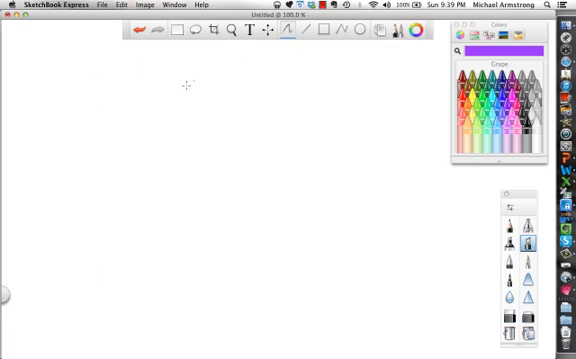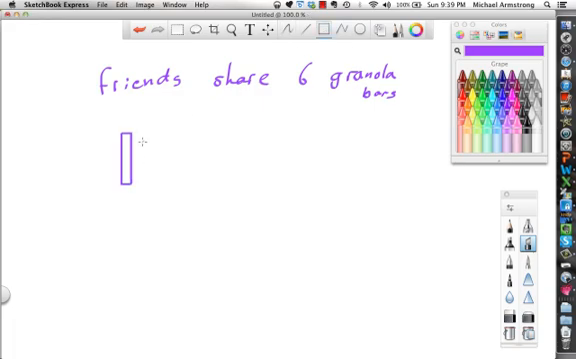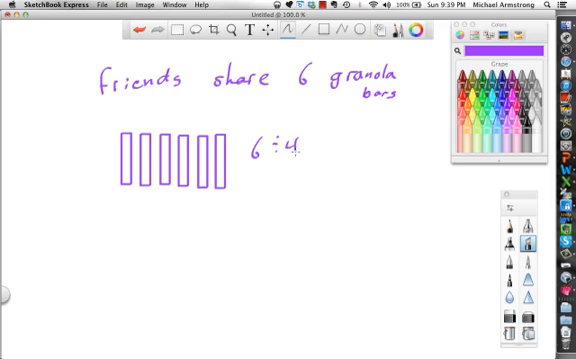Let's try a second problem. This is a little different. There are 4 friends this time, and they are sharing 6 granola bars. Okay, so if we draw the granola bars, there's 6 of them. 2, 3, 4, 5, 6. And what I have is 6 granola bars that are being shared by 4 friends. So that's 6 divided by 4.